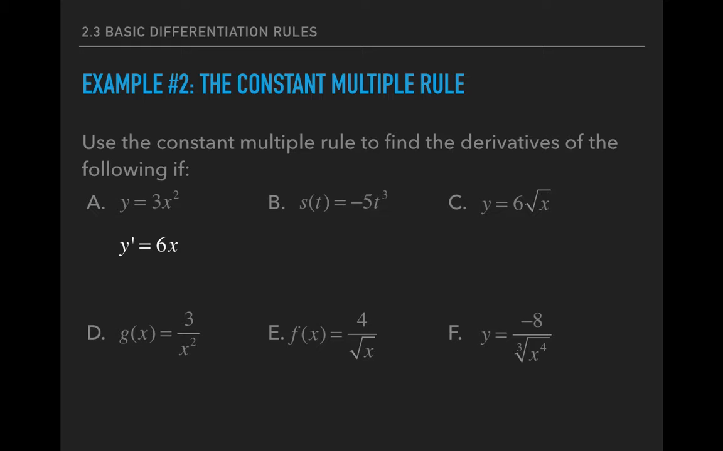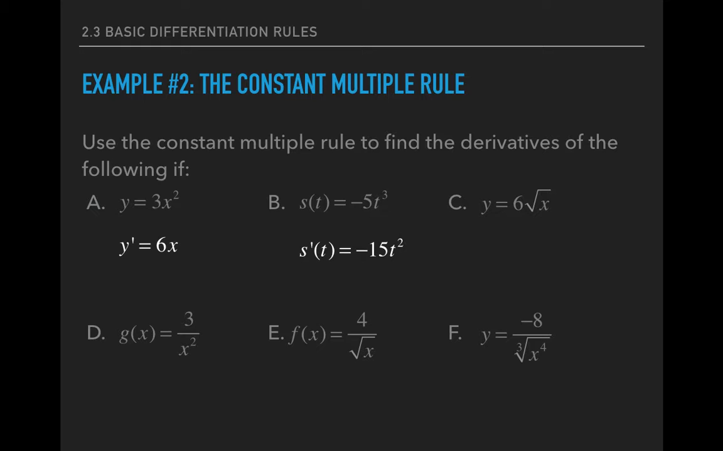All right, now b. You're going to take the derivative of your power function. So that would be taking down the 3, multiplying the 3 in front as a coefficient, but it already has a coefficient. So you would take the product, which is negative 15, and decrease your power by 1. That would be t squared.